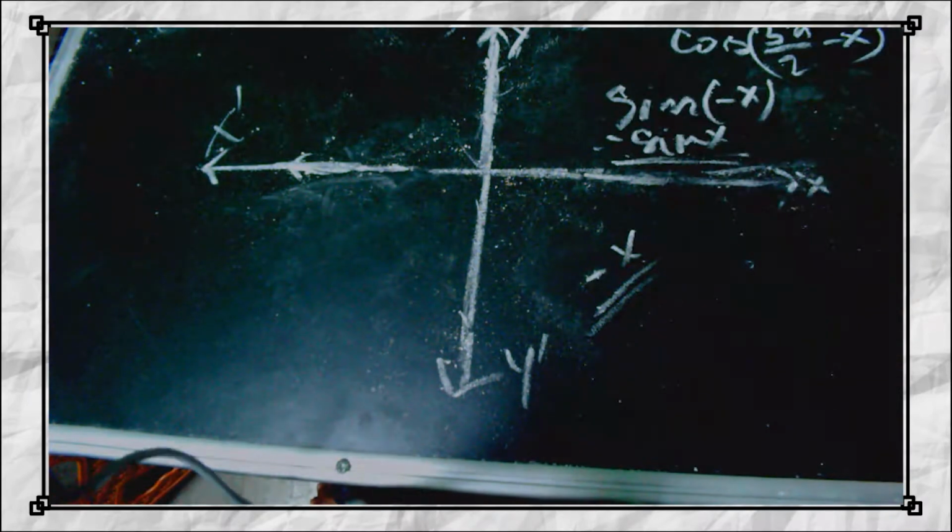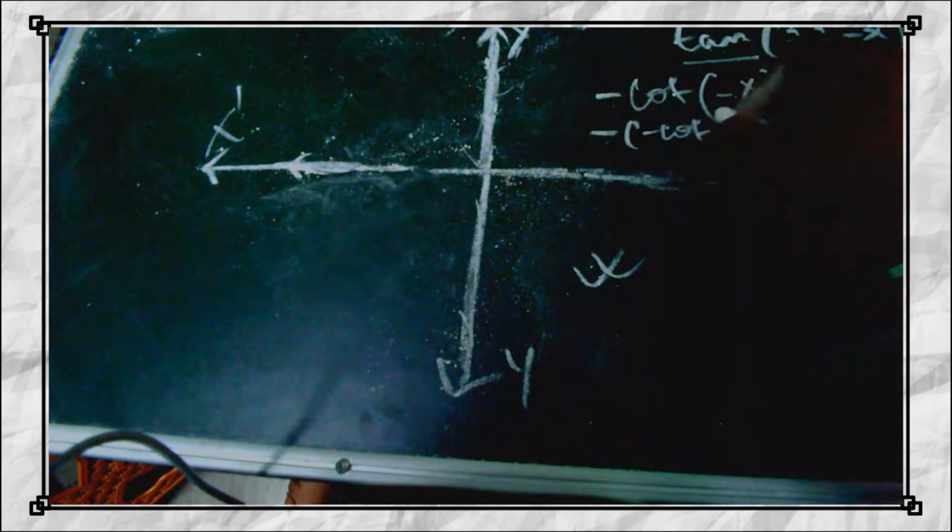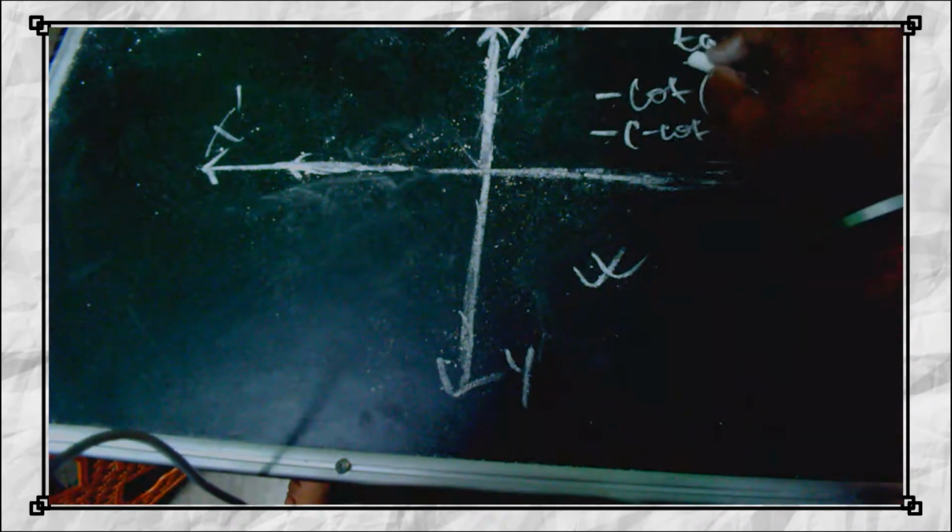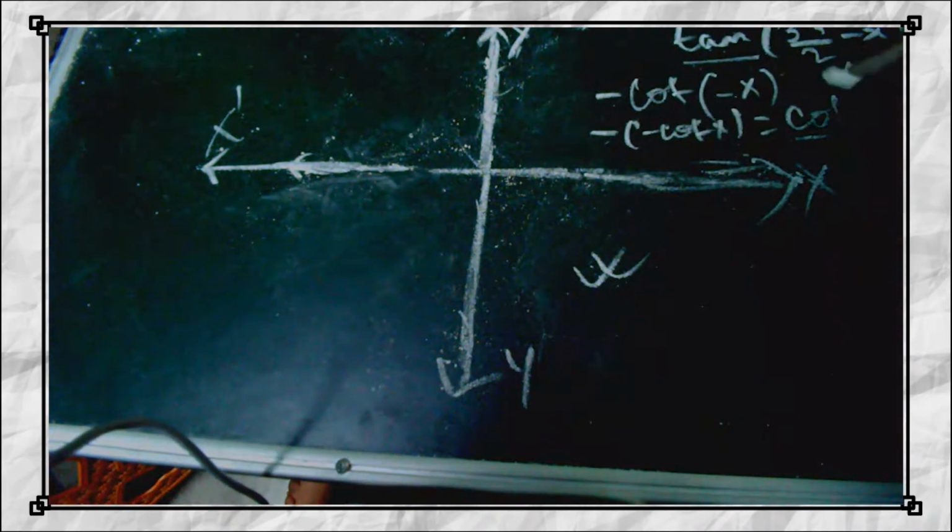Now let's calculate the value of tan of 3 pi by 2 minus x. 3 pi by 2 is somewhere here and minus x will be in the fourth quadrant. In the fourth quadrant tan is negative, so the sign will be minus and the ratio of tan will be changed to cot and the value will be minus x. Cot of minus x is minus cot x, so minus of minus cot x will be equal to cot x. So tan of 3 pi by 2 minus x is cot x.